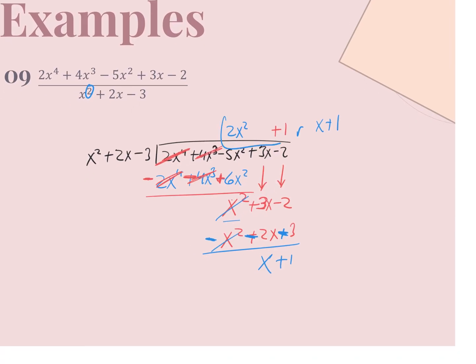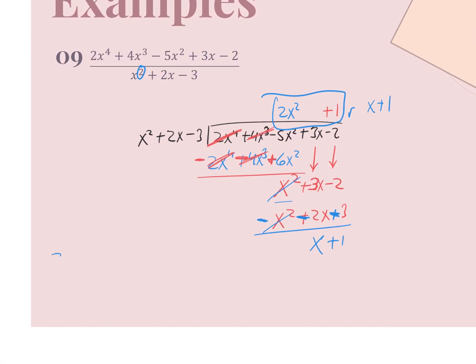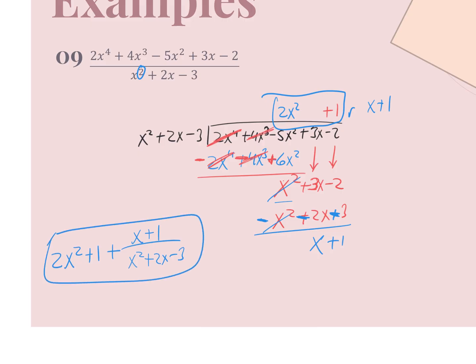So then this right here is your quotient. So I'm going to write my final answer as 2x squared plus 1, and then plus my remainder, which is x plus 1 over my divisor, which is x squared plus 2x minus 3. And then that would be your final answer.